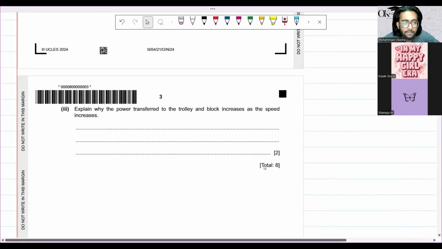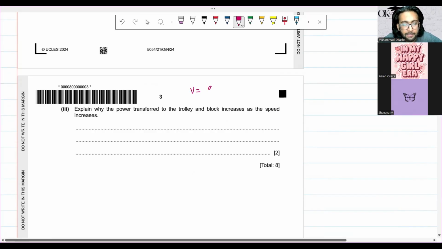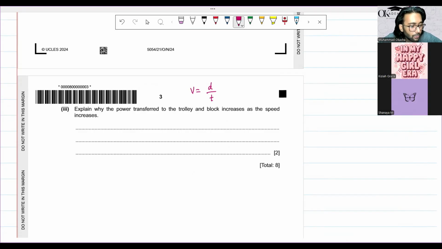Okay, explain why the power transfer to the trolley and the block increases as the speed increases. What do you think? What happens if you increase the speed? What is the formula for speed? We know that speed is equal to displacement over time, distance over time. So as the speed increases, distance moved also increases, right? So as the distance increases, work done also increases. And if the work done increases, the power transferred also increases, because we know that power is equal to work done over time.